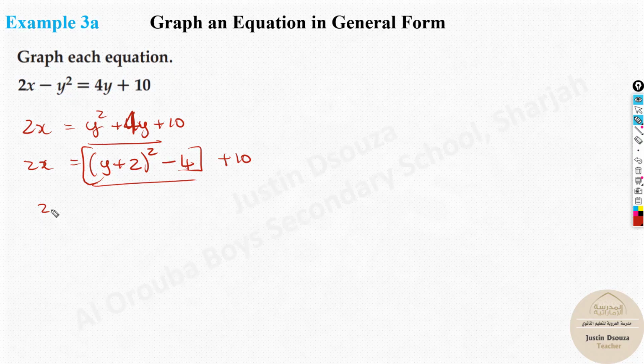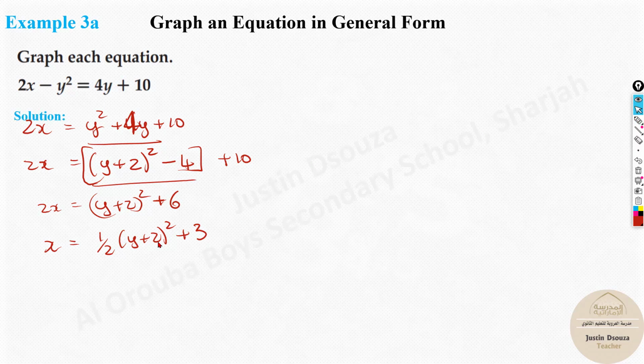There's nothing to multiply. Here it's 2x is equal to (y plus 2) the whole square minus 4 plus 10, which would be plus 6. Now divide both the sides by 2. You will get x is equal to half into (y plus 2) the whole square plus 6 by 2 is 3. This is our final form. So that's it. That is the standard form.